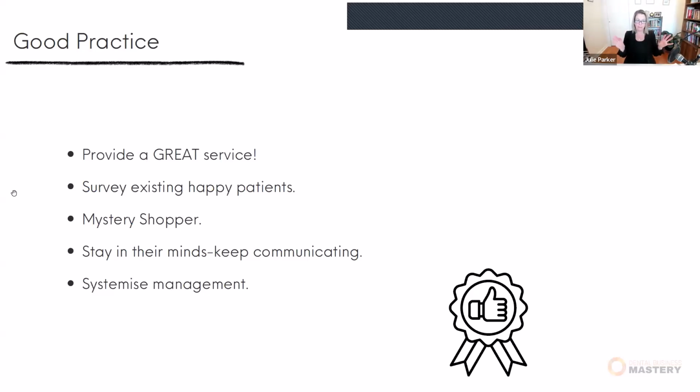So survey your happy patients, understand to systematize what you do really well, and introduce new and better ways of doing things to improve. Do have a mystery shopper come through once a year. It doesn't matter if everyone knows about them or not. It could be an existing patient, it could be a brand new patient, it could be a cousin that you've got. But do have a mystery shopper coming through every year.